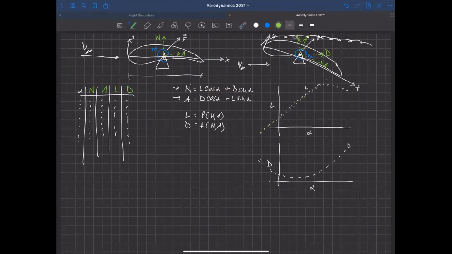So we're just going to say that this is our normal force if we were to plot it on here. It's really, really close to what we'd get for lift. Now, drag and axial, let's compare what those look like for a second. Here's our axial force. It's drag times the cosine of alpha.